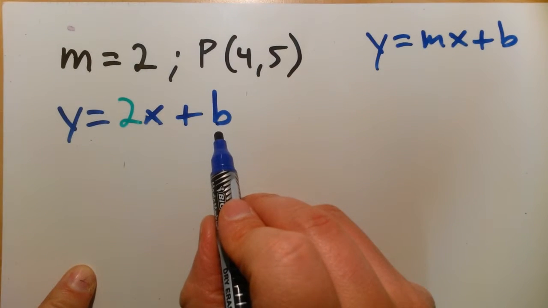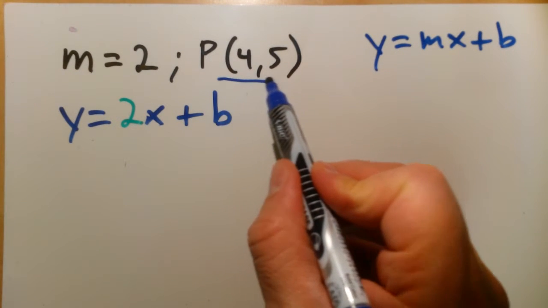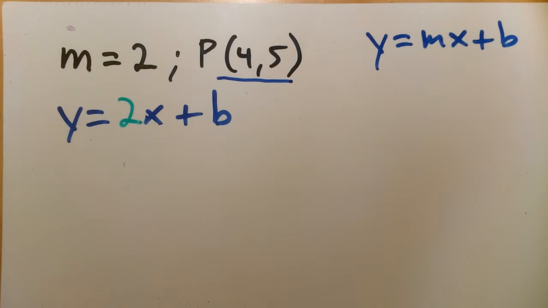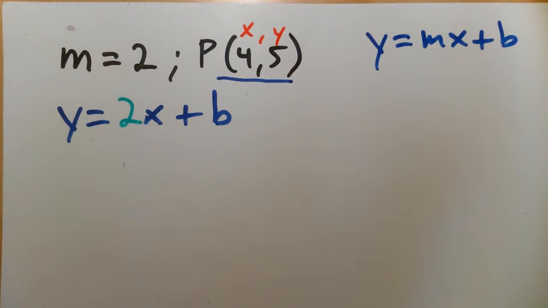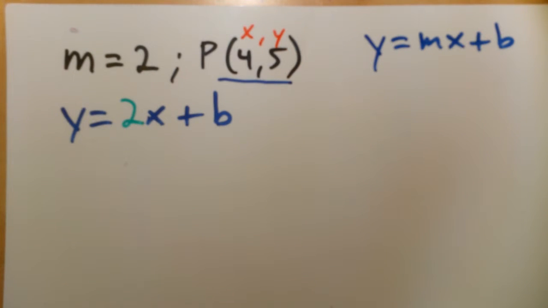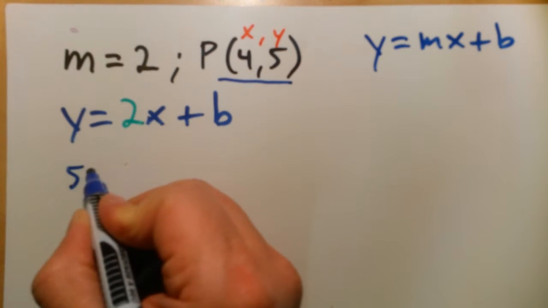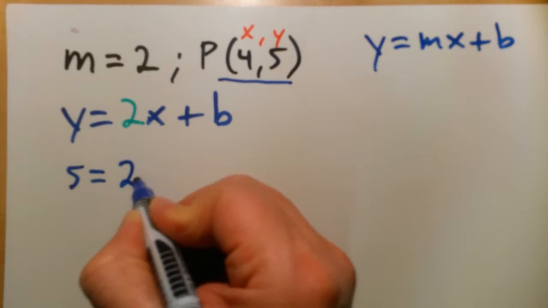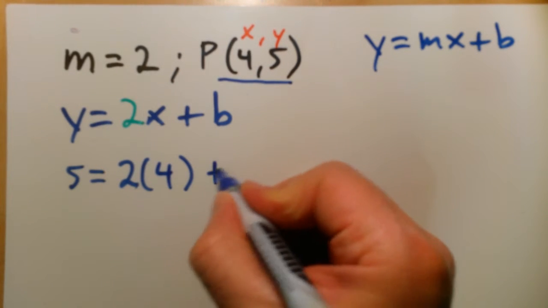So how do we figure out the y-intercept? Well, we figure out the y-intercept by using the given point. The point that they gave us in this example is (4, 5). We know that the coordinates are x, y. So let's substitute these into this equation. For y, we're going to write 5, and here we have 2 times x, which happens to be 4, plus b.